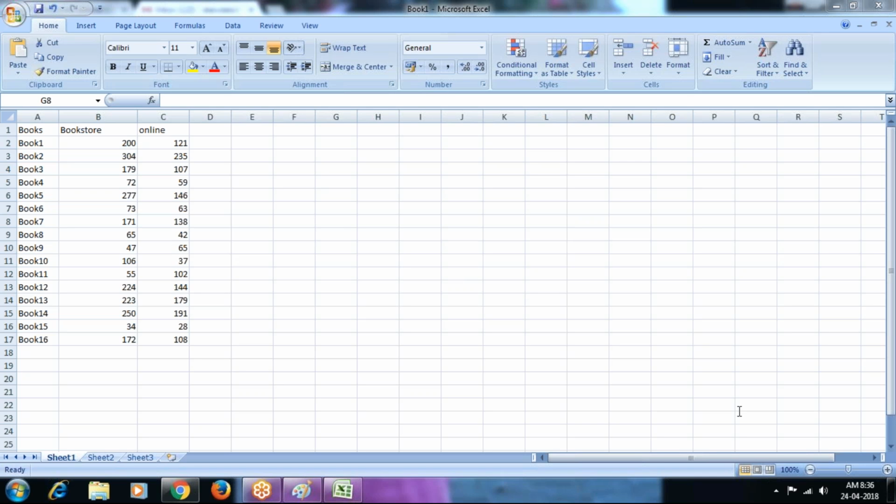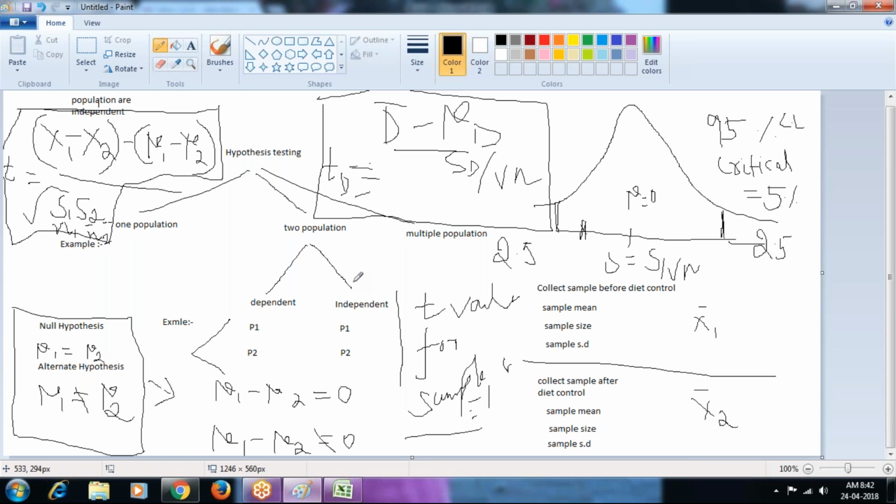What is your null hypothesis? What is the alternate hypothesis? Then get the Z values. Okay, not Z values, T value. And from the T value, you tell me whether your null hypothesis is accepted or not. If it is not accepted, what action are you going to take on the alternate hypothesis? So has somebody done it? Then I can see and then we can go forward.